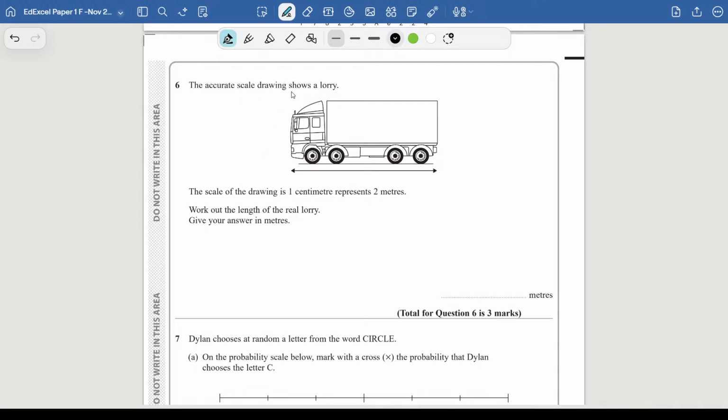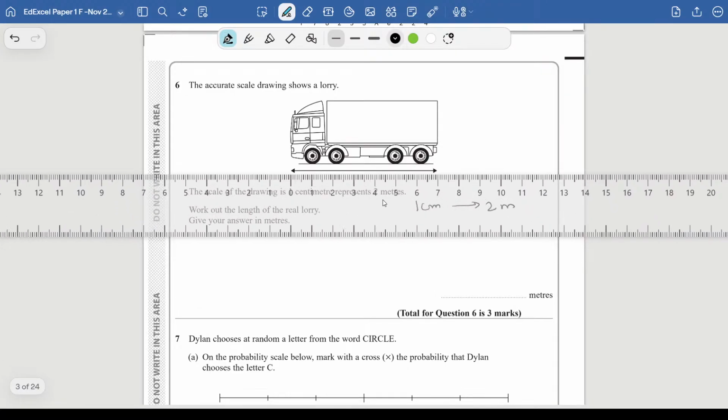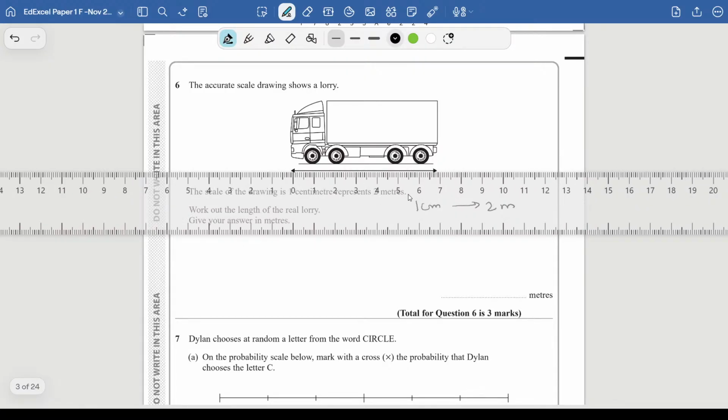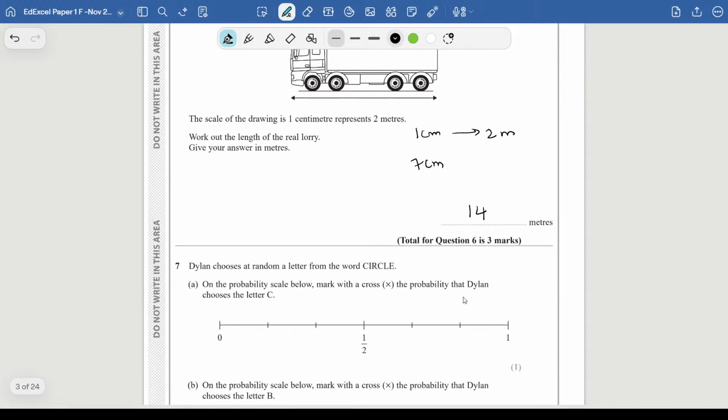The accurate scale drawing shows a lorry. The scale of the drawing is 1 centimeter represents 2 meters. So 1 centimeter on paper is equivalent to 2 meters in real. Work out the length of the lorry in real. For finding the real length of the lorry, first we need to measure the length on paper. Here you need to be as accurate as you can. It looks like 7 or 6.9, I would say, or 7. We can take it as 7. So 7 centimeters is how many meters? 7 times 2 gives me 14 meters. So 14 meters is the length of the lorry in real.